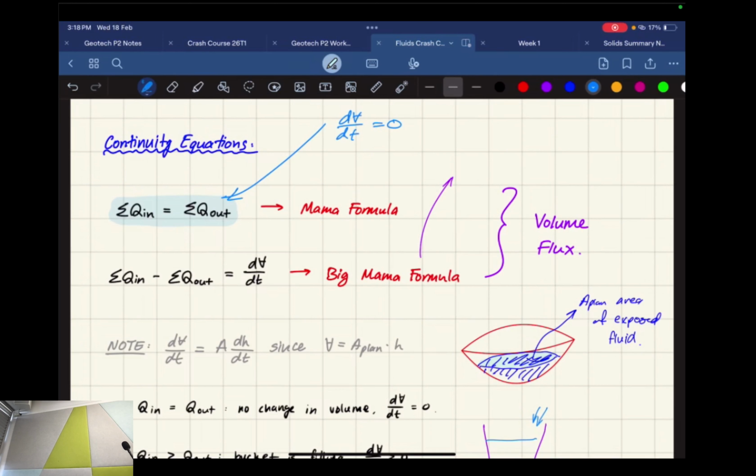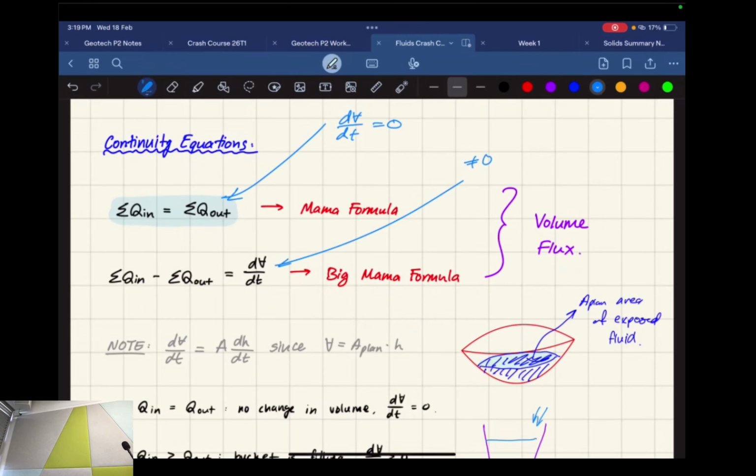Does that make sense? Another case, which I like to call the Big Mama formula, is when it's not equal to 0. That means my volume actually fluctuates over time, so Q in and Q out are not balanced. The amount of water flowing in might be greater than the amount flowing out. If so, how does my volume change? Does it increase or decrease?